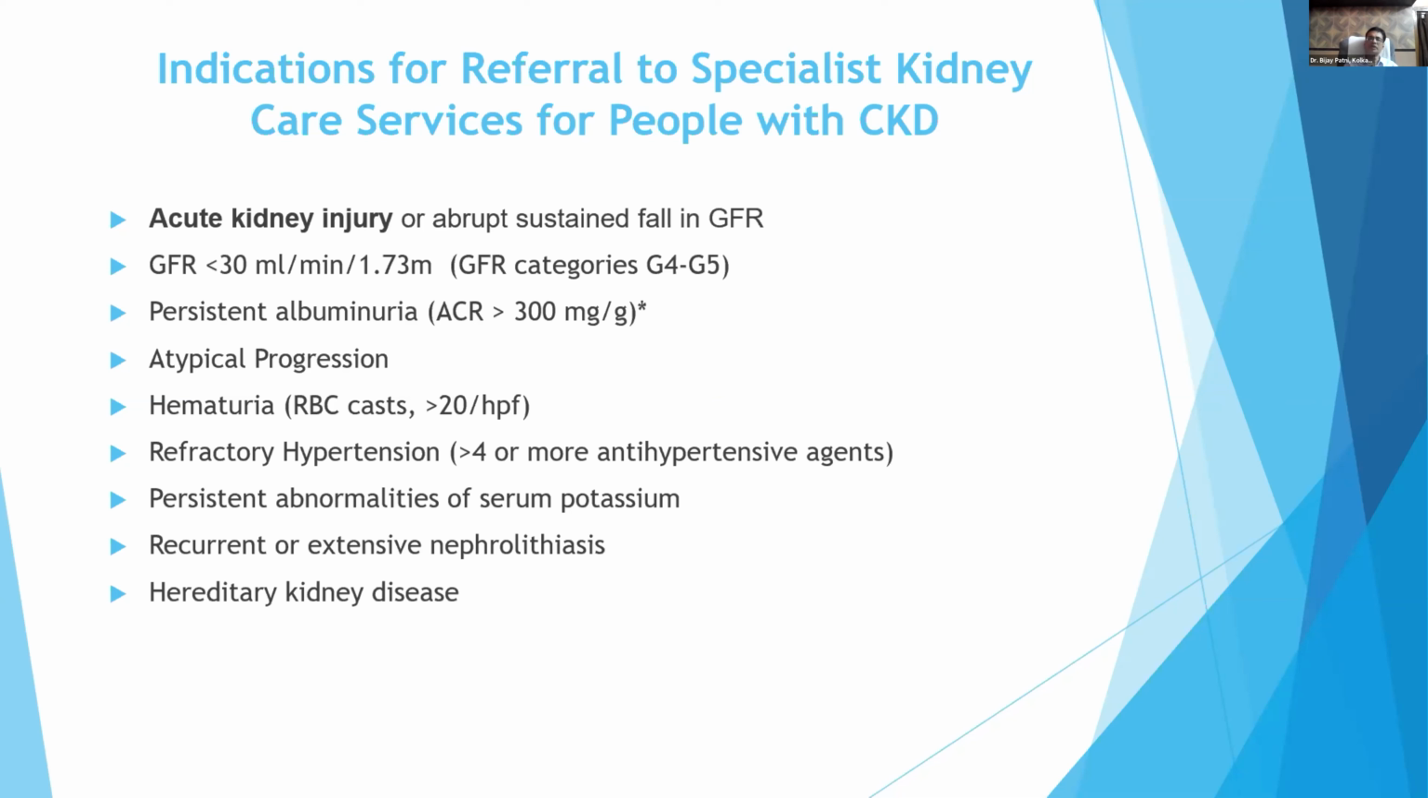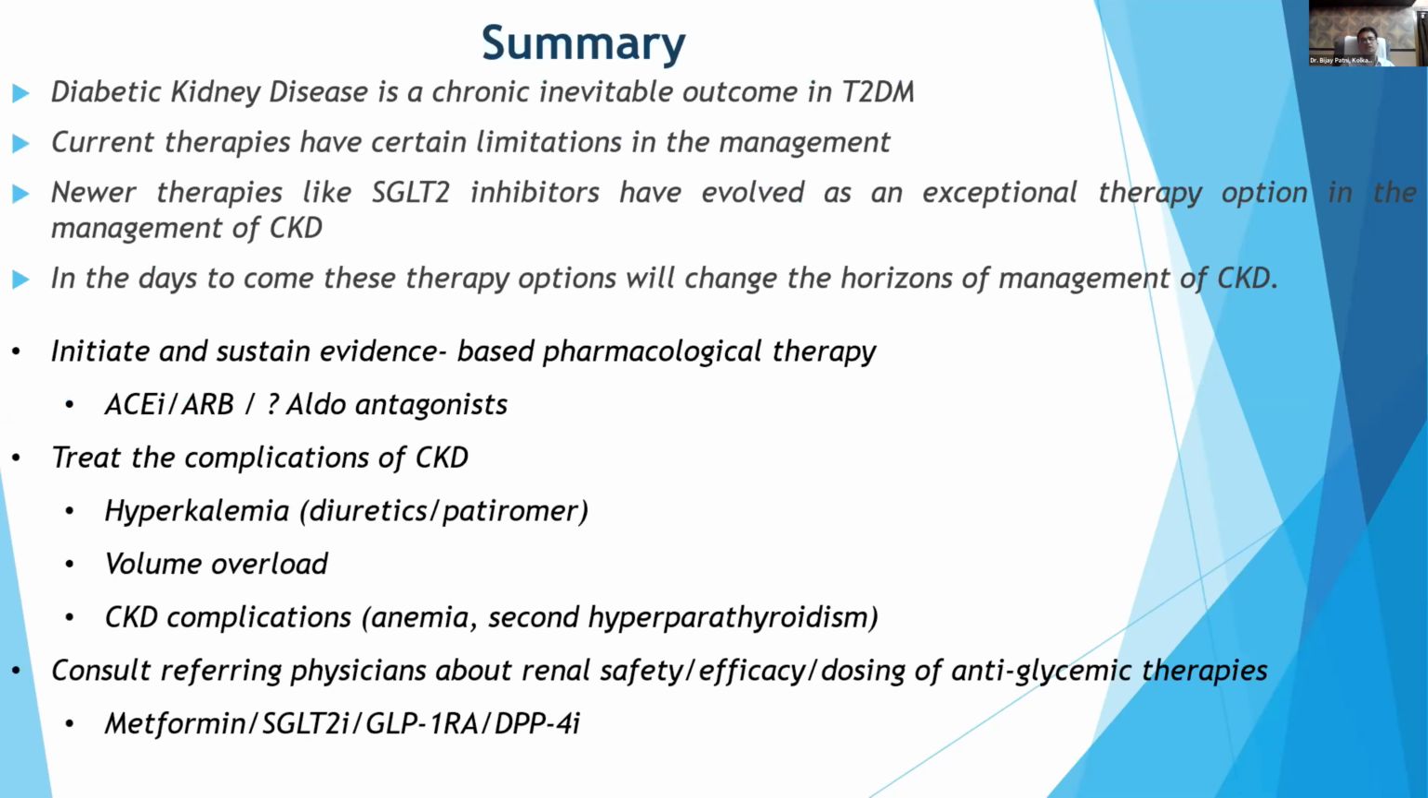So friends, it's very important that we obviously have the molecule, a wonder molecule now, but in spite of that, a timely referral to a nephrologist is very important in these certain criteria of clinical conditions. So to summarize, I would say diabetic kidney disease is a chronic inevitable outcome in type 2 diabetes. The current therapies have certain limitations. The new therapy, particularly SGLT2, has shown exceptional therapy options. In the days to come, we might be seeing a change in the horizon of the management of CKD.